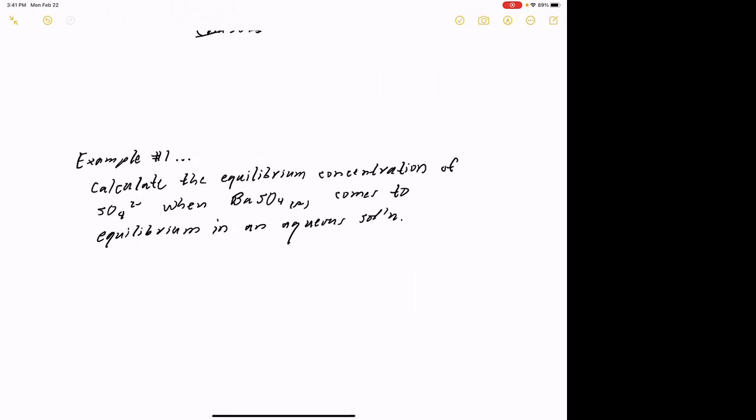So I'm gonna start by just rewriting the KSP reaction, right? We're talking about, by definition here, the salt dissociating in water. So I'm gonna write my barium sulfate here. That's a solid. And I'm gonna let it come to equilibrium with its 2 ions. So I'm gonna make some barium ion, and I'm gonna make some sulfate ion.